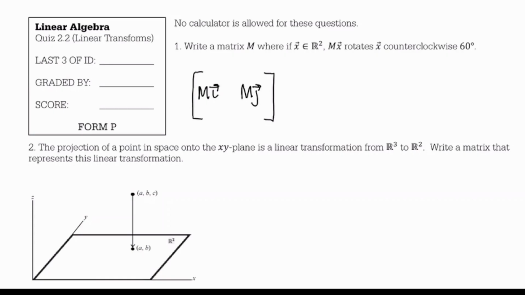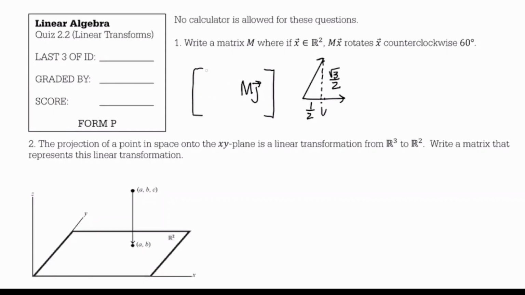Well, Mx rotates x counterclockwise 60 degrees. So I'm going to start with i, and then rotate it 60 degrees. It's going to go up like that. That's not a very good diagram, let me rotate that a little better. I like that better, and we know that if it's a 60-degree angle here, that's a 30-60-90 triangle, and this is going to be a half, and that's going to be root 3 over 2. So the landing spot for vector i is x equals a half and y equals root 3 over 2. We'll write that in here: x is 1/2, and y is root 3 over 2.